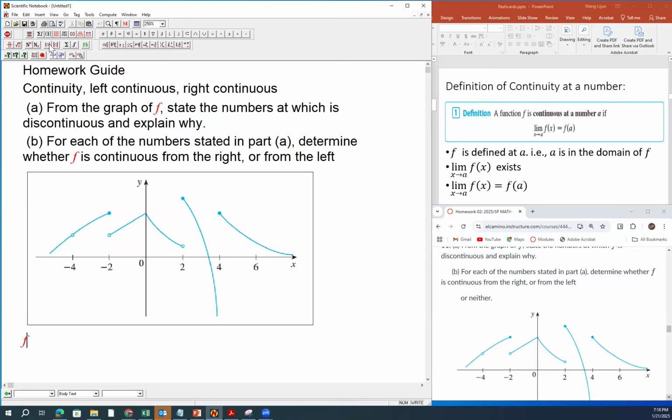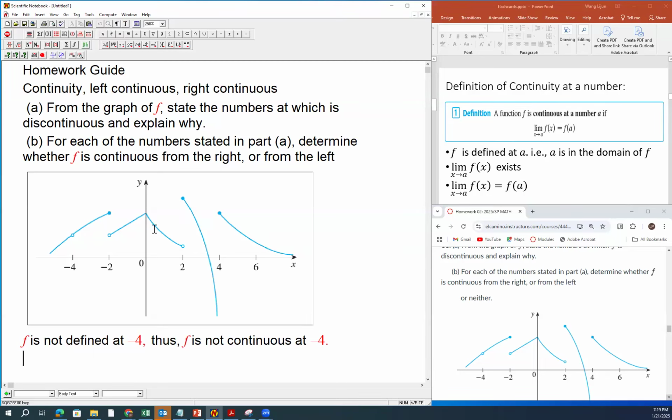So this is how we're going to say it. f is not defined at -4. Thus, f is not continuous at -4. That's it. You're done.